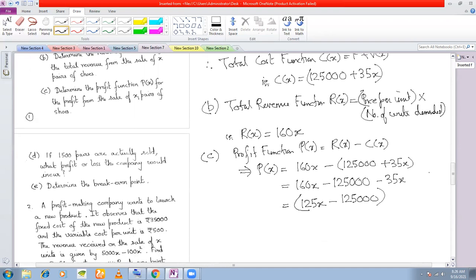Okay, next question is, if 1,500 pairs are actually sold, what profit or loss would be incurred? 1,500 units sold means 1,500 units demanded, or the level of output is 1,500. So here X is equal to 1,500.